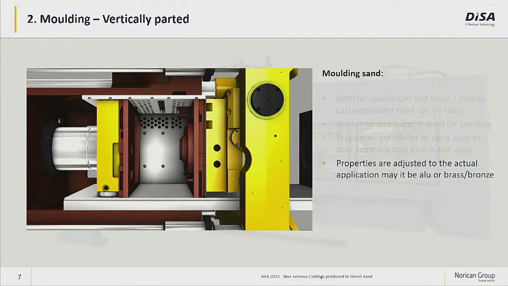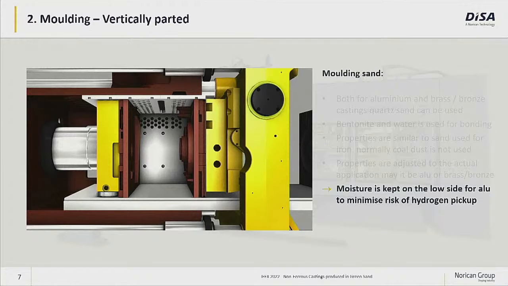Properties of the molding sand will of course have to be adjusted a little bit to the actual application, meaning are we pouring aluminum or are we pouring brass? In case we are pouring aluminum, we will try to keep moisture a little bit on the low side to reduce the risk of getting hydrogen pickup. Are we talking about brass and bronze? We will try to keep the grain size at a lower level to reduce the risk of penetration.